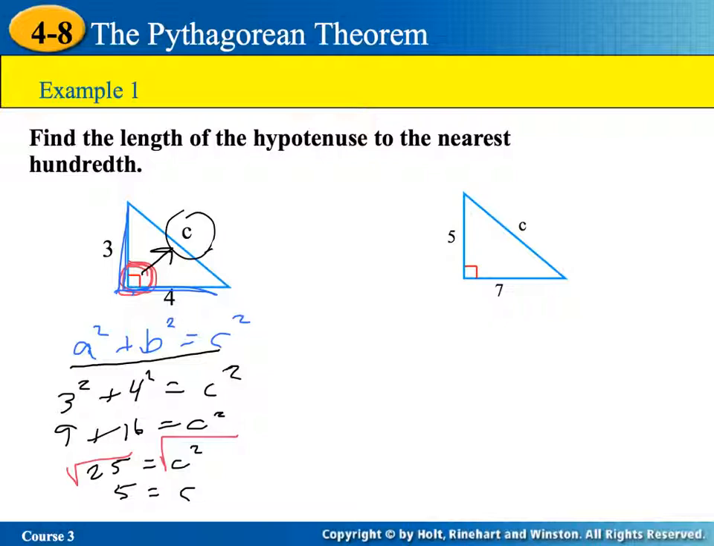All right, here we go. So again, what is the theorem? The Pythagorean theorem. What is the Pythagorean theorem? A squared plus B squared equals C squared. Get used to that theorem. You're going to have it memorized. Know it, learn it, love it. Okay, so Pythagorean theorem. A squared plus B squared equals C squared. What is my A and my B? Well, that's going to be my 5 squared plus 7 squared equals C squared.